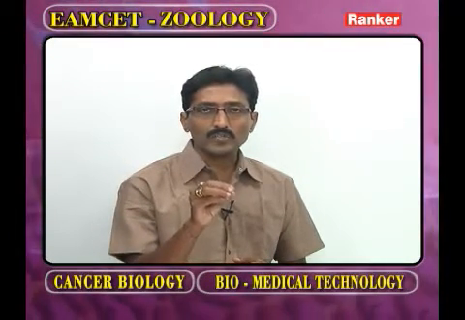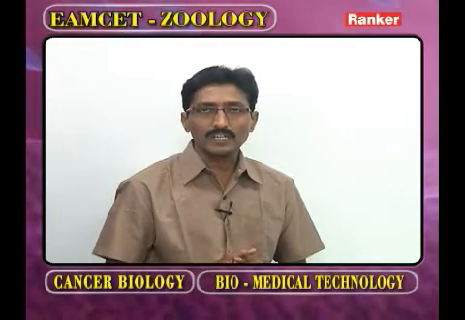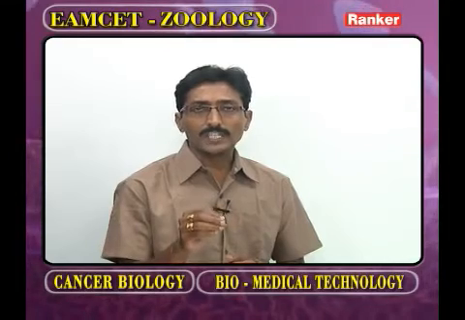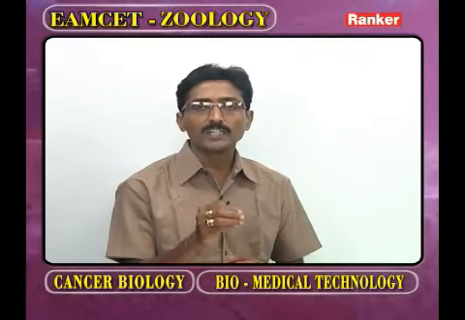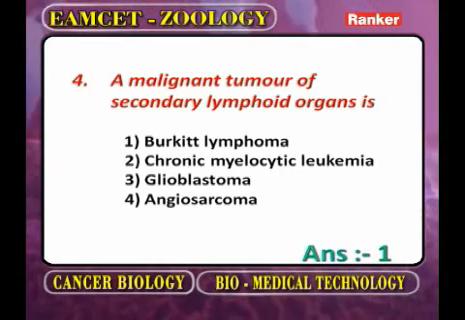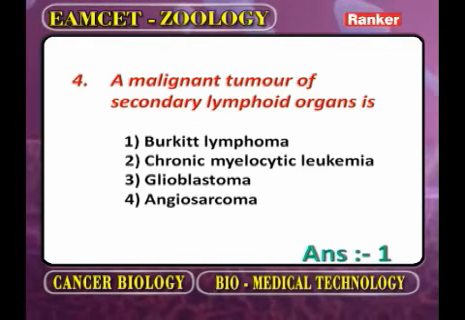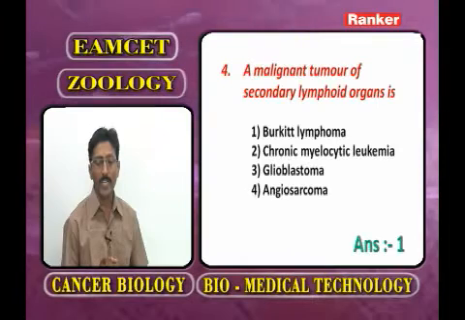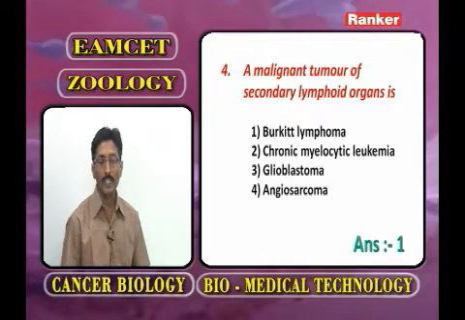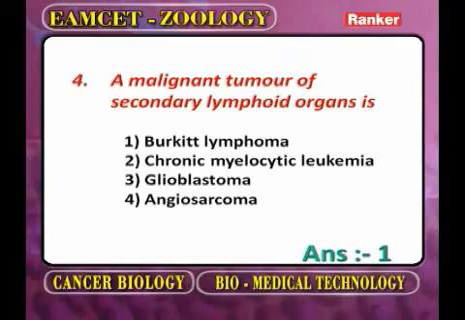If a tumor is going to occur in the secondary lymphoid organs, that we call lymphoma. What is an example of lymphoma? One example is Burkitt lymphoma. Now here, a malignant tumor of secondary lymphoid organs: if the tumor occurs in the secondary lymphoid organs, that type of tumor we call lymphoma. Here the example for lymphoma is Burkitt lymphoma, a tumor that occurs in the secondary lymphoid organs. Now the next one.